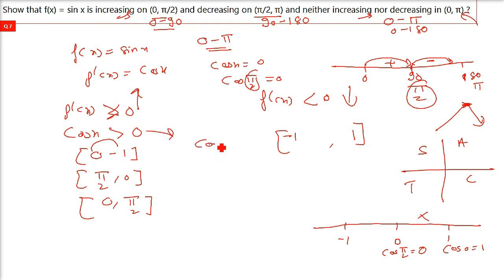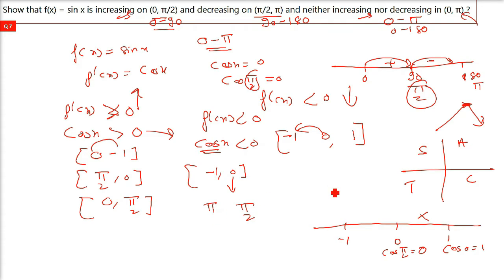How about decreasing? Same thing, f dash x less than 0, that is cos x less than 0. Cos x less than 0 means again you are talking about the range which is -1 to 0. What will be the angle when cos is 0 and when it is -1? The cos pi by 2 is 0 and cos pi is -1. So pi by 2 to pi, it is going to be less than 0.